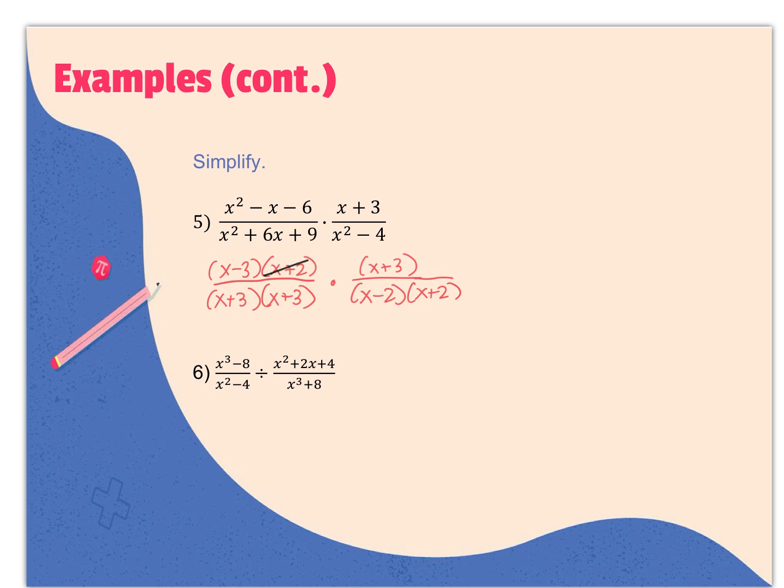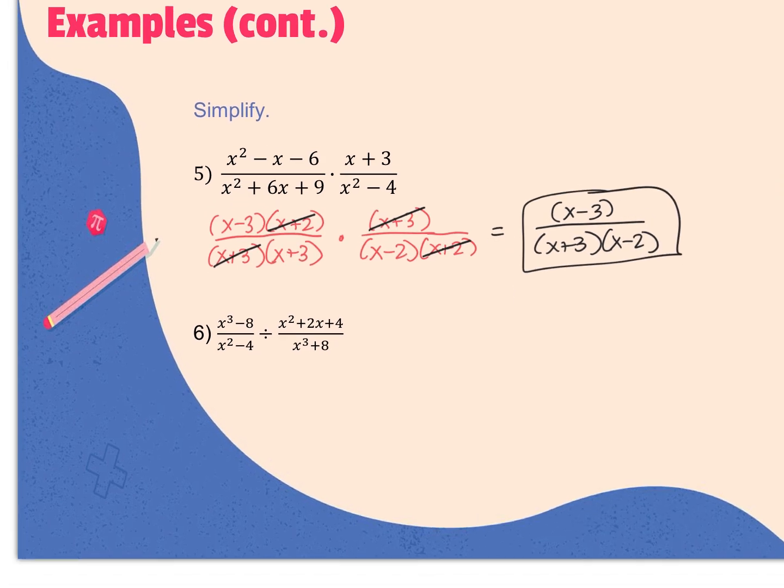So x plus 2 and x plus 2 cancel. X plus 3 and x plus 3 cancel. And I think that's all of it. So x minus 3 at the top, and then the bottom is going to be x plus 3 times x minus 2. And that's my final answer.